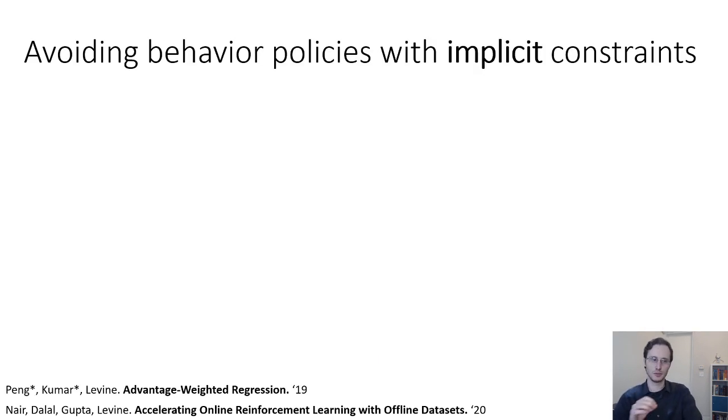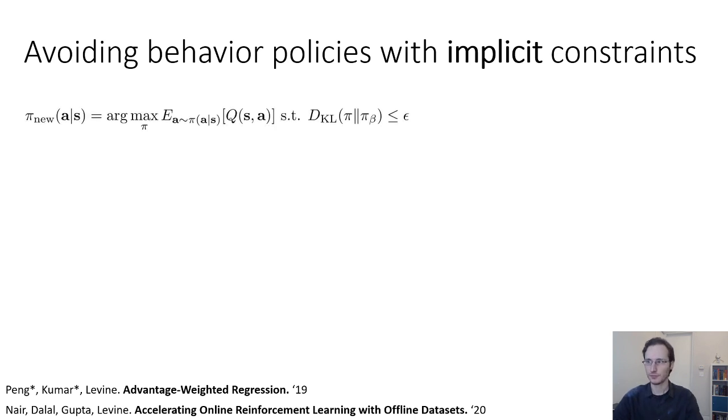So one of the things we could do is we could actually enforce a constraint without explicit modeling of the behavior policy. So this is a kind of implicit constraint method. So here's the idea. The problem we want to solve is this constrained argmax.